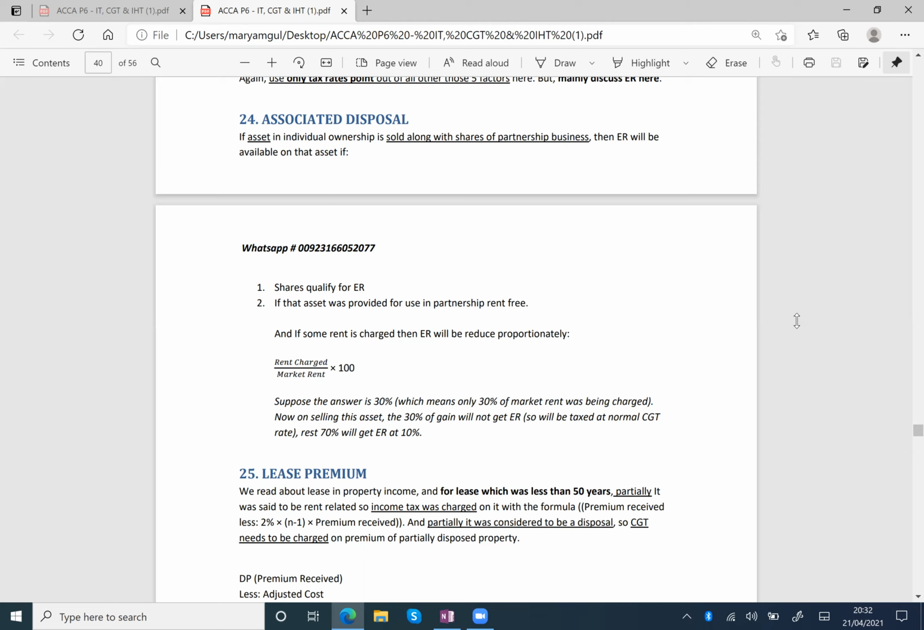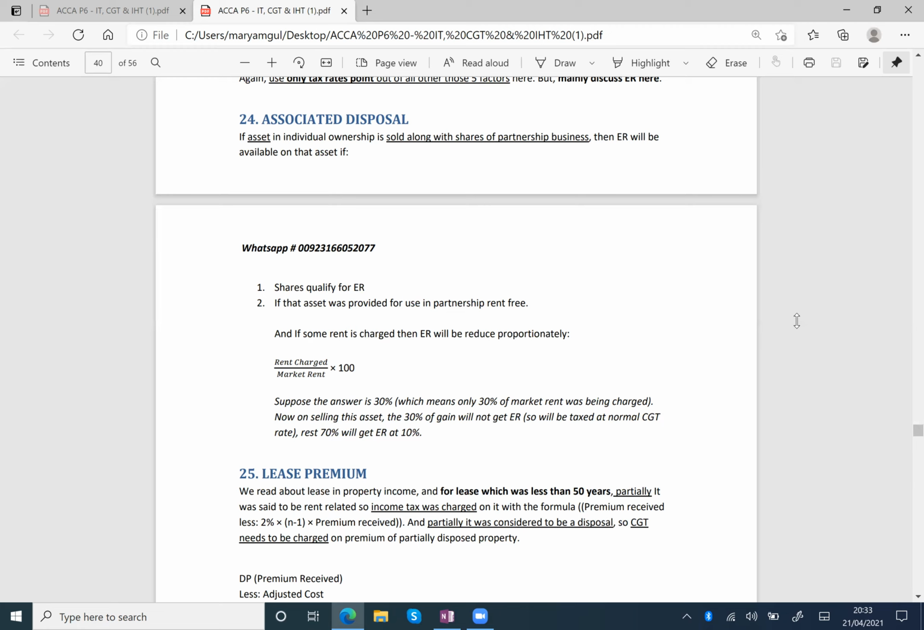So, I am reading now. If an asset in individual ownership is sold along with shares of a partnership business, then business asset disposal relief (not ER, entrepreneurs' relief, its name has changed) will be available on that asset. Please write down, instead of ER, business asset disposal relief will be available on that asset if, number one, the shares qualify for business asset disposal relief, and number two, that asset was provided for use in the partnership rent free.